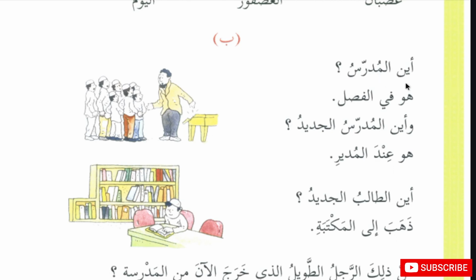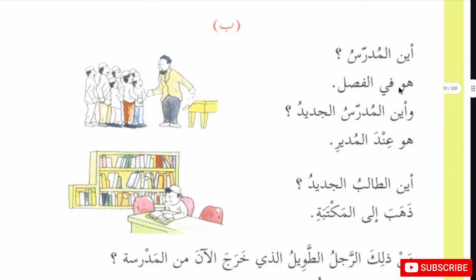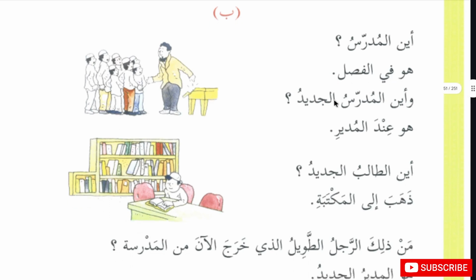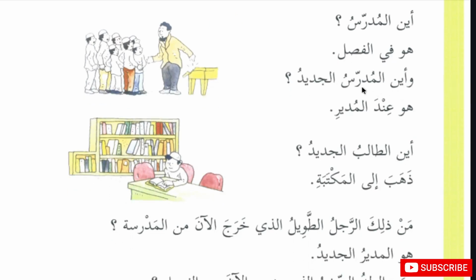أين المدرس? Where is this? أين means where. أين المدرس? Where is the مدرس? هو, he, في الفصل. He is in the classroom. وأين المدرس الجديد? Where is the new مدرس?